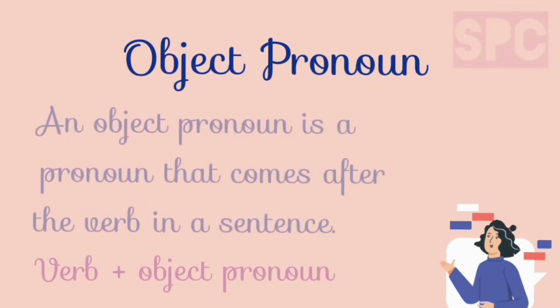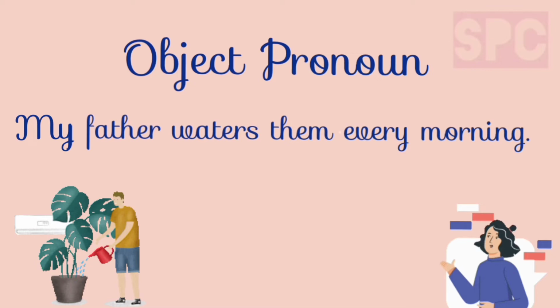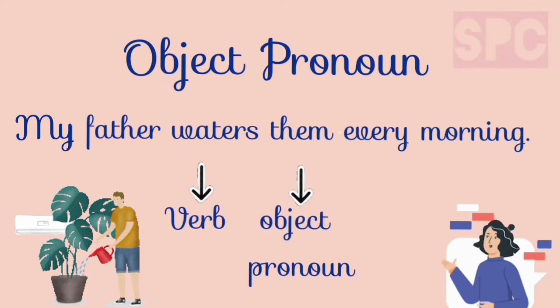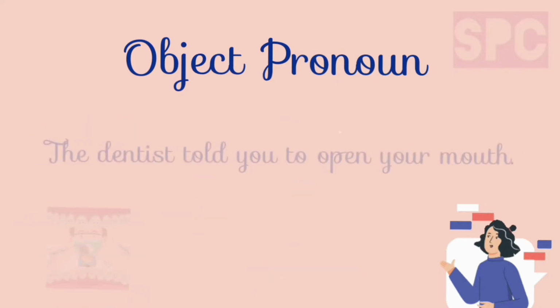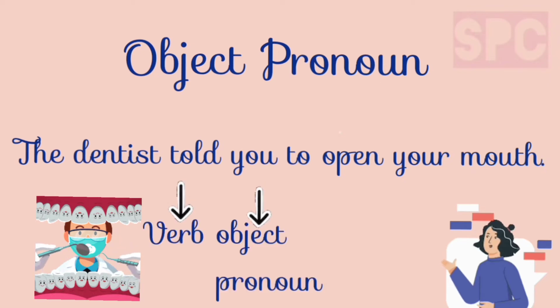Object pronoun. An object pronoun is a pronoun that comes after the verb in a sentence. For example, my father waters them every morning. In this sentence, the pronoun them comes after the verb waters. So, in this sentence, the pronoun them is an object pronoun. The dentist told you to open your mouth. In this sentence, the pronoun you comes after the verb told. So in this sentence, the pronoun you is an object pronoun.